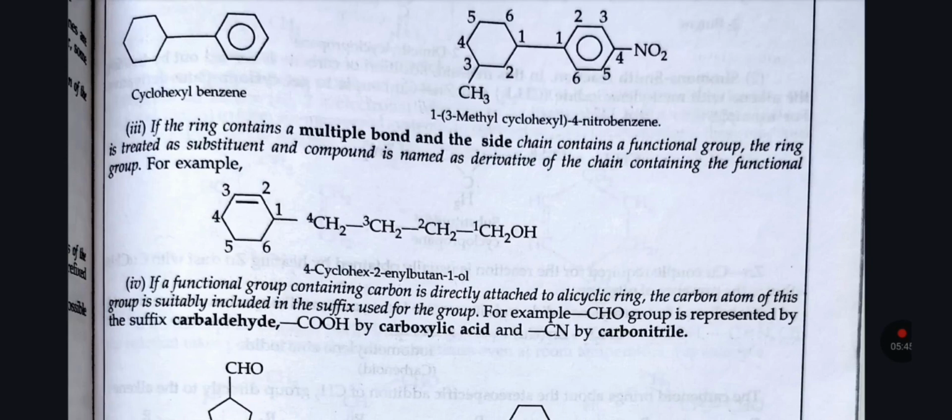If the ring contains a multiple bond and the side chain contains a functional group, the ring is treated as a substituent and the compound is named as a derivative of the chain containing the functional group. For example, 4-cyclohex-2-enylbutan-1-ol.